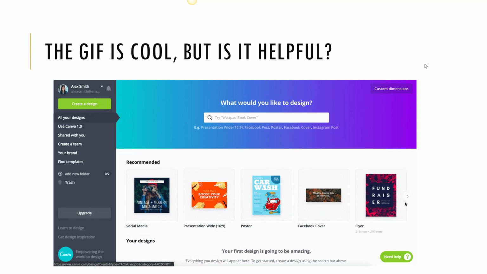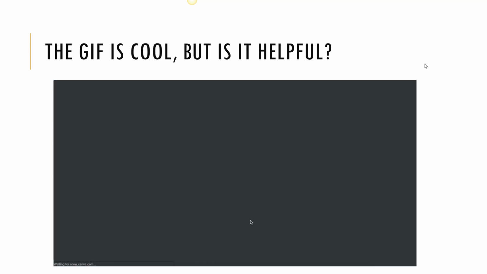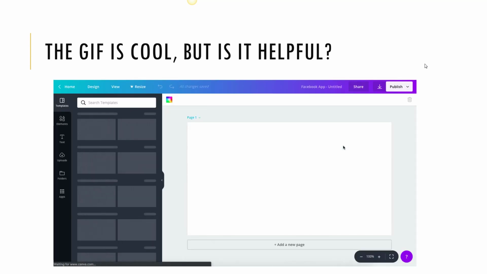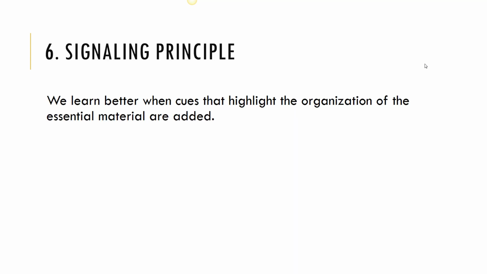This was a gif that I was going to put on the course. It's cool. I liked it. But the truth of the matter was, this gif wasn't helpful to you understanding what the assignment was. So I took it out, even though it was cool. Signaling principle.